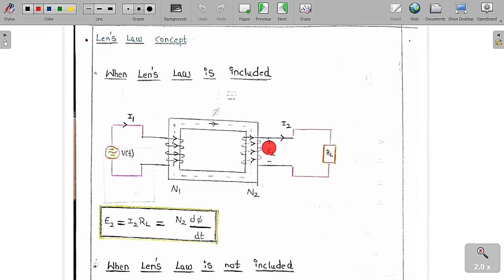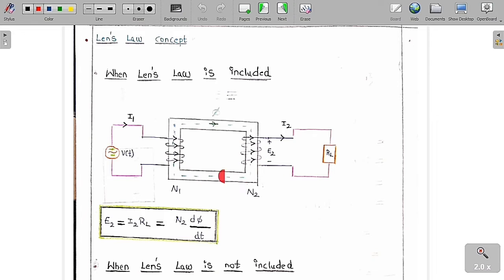So if you draw the diagram in this manner, you are going to get the current in this direction. Suppose you keep a load here, the current is going to flow from this terminal to this terminal. So this is said to be the positive terminal and this is said to be the negative terminal. The same thing I have written here.